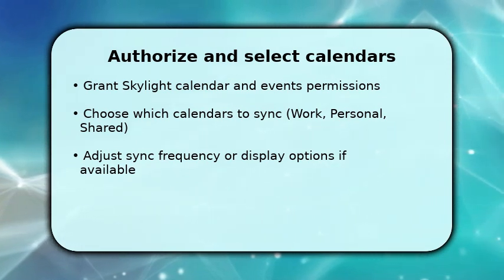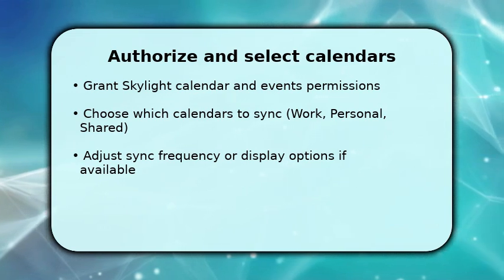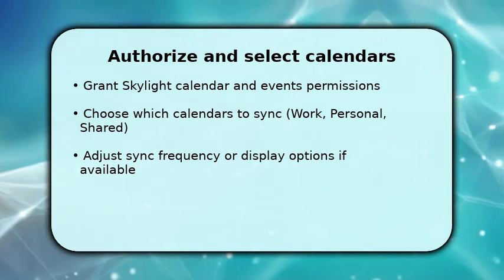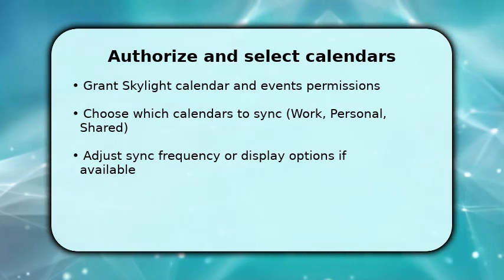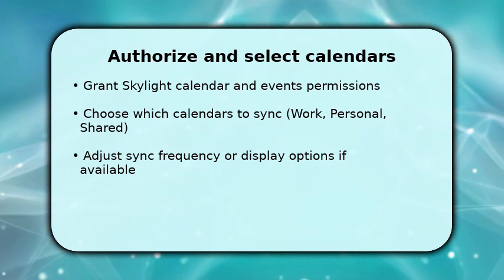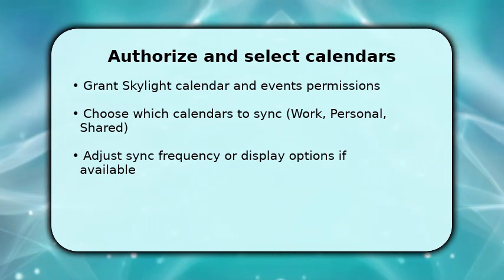Once selected, confirm sync settings like refresh interval or event detail level. Skylight may offer options for event color or daily summary. Make these choices based on how much detail you want to show at a glance, because frequent syncs use more network.